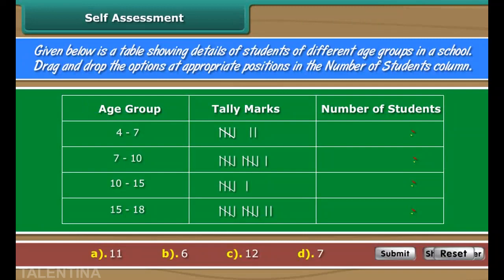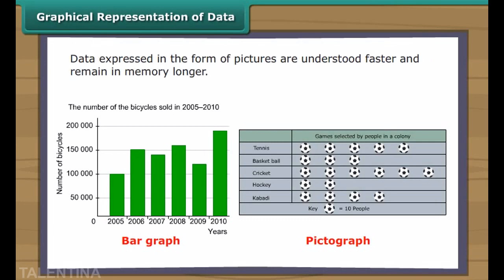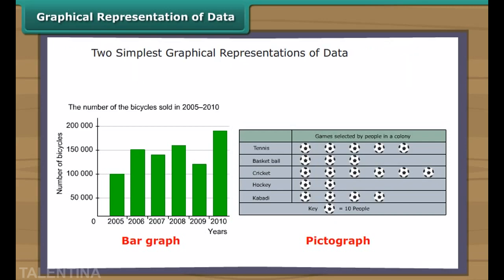Self-assessment. Attempt this question to test your understanding of tally marks. Drag and drop the option at appropriate position in the number of students column. Graphical representation of data. A picture is worth 1,000 words. Data expressed in the form of pictures are understood faster and remain in memory longer. Let us look at two simple graphical representations of data: pictographs and bar graphs.